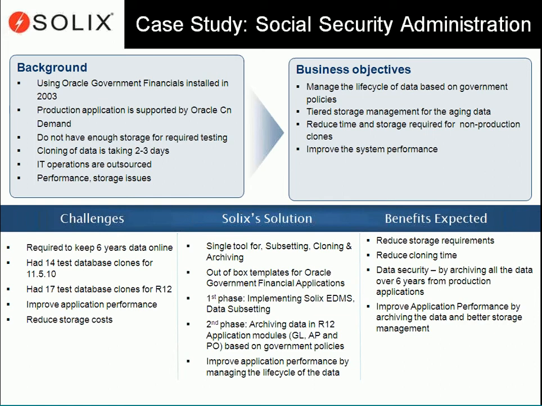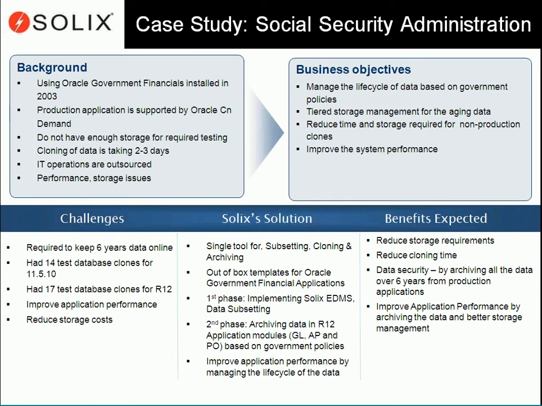Essentially, in the first phase, we tackled the issue of data subsetting, where SSA was trying to make at least about 15 to 20 clone copies for testing purposes, and they were trying to reduce the storage cost and provisioning of the storage, and that's what we addressed in the first phase.